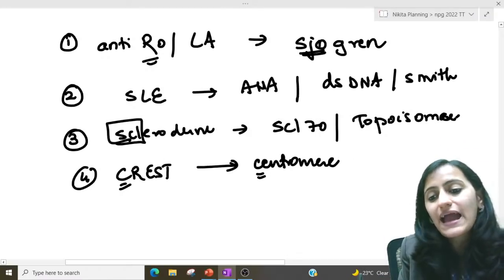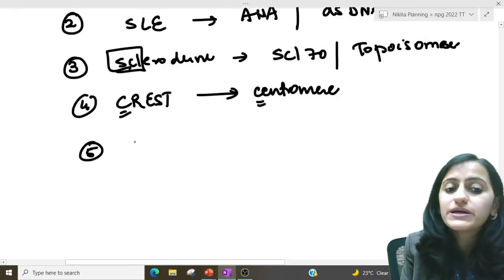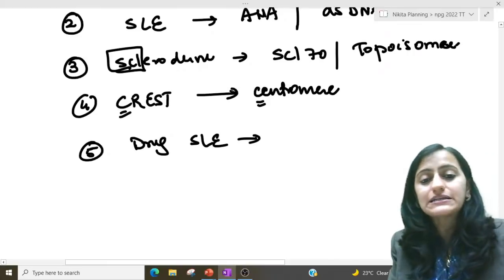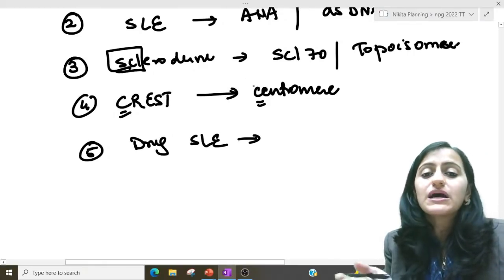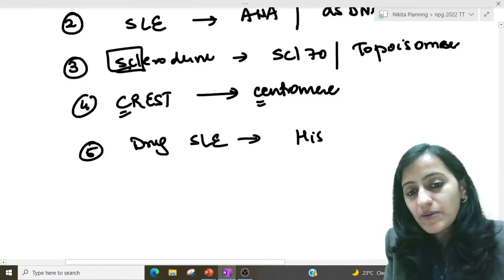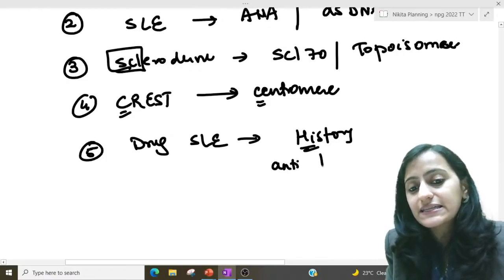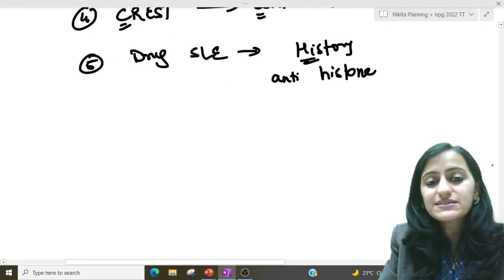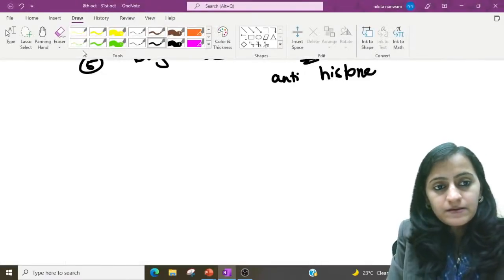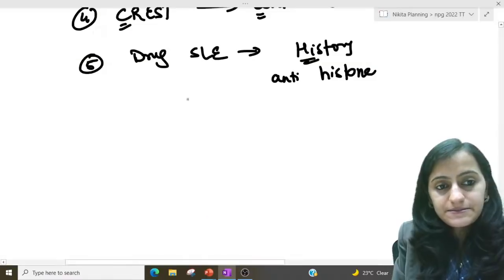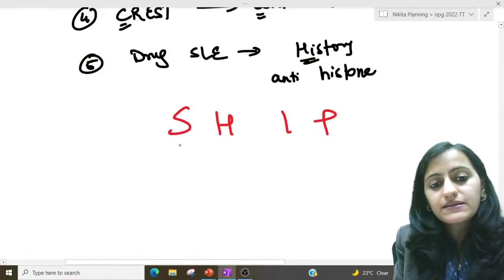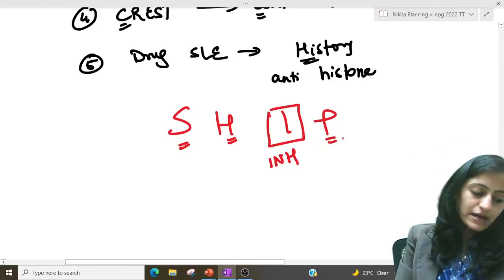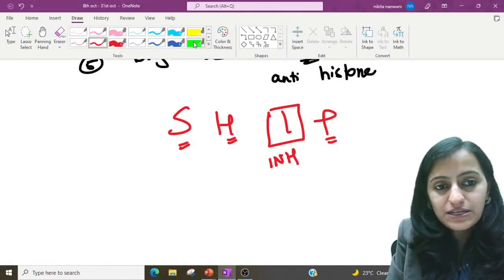Anti-centromere. What antibody do we have in drug-induced SLE? So in drug-induced, we ask for history. Remember, history of drug. So it is anti-histone antibody. Which drugs can cause SLE? Remember SHIP. That is sulfonamides, hydralazine, INH, the AKT drug INH, and procainamide. So that is drug-induced SLE.